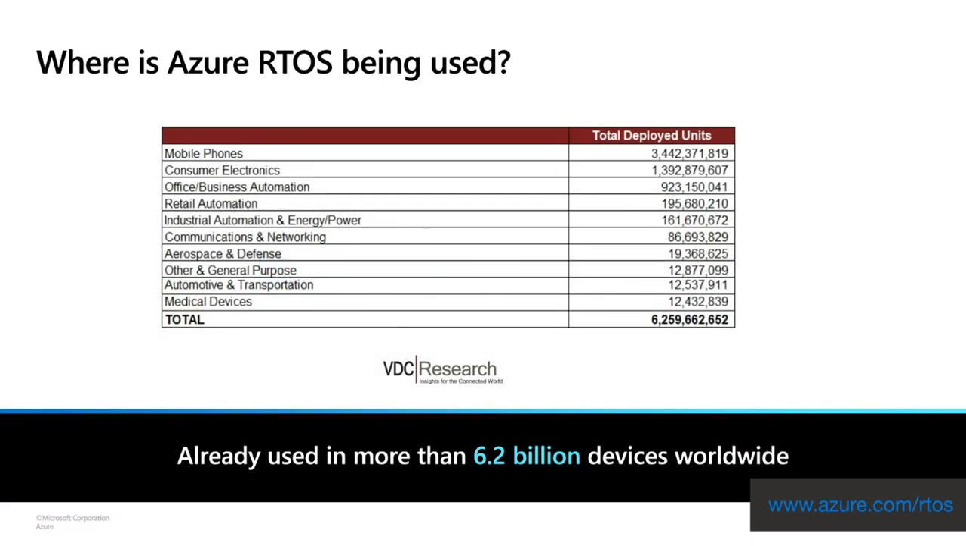A little drill down in terms of where the 6.2 billion deployments come from. You can see that mobile phones is a huge chunk of that, roughly 3.4 billion. We believe that over time, and especially with the license arrangement with ST, where end customers using ST parts have a free production license to use Azure RTOS, all the components in their designs, we believe that all the other numbers will start evening out a little bit more.